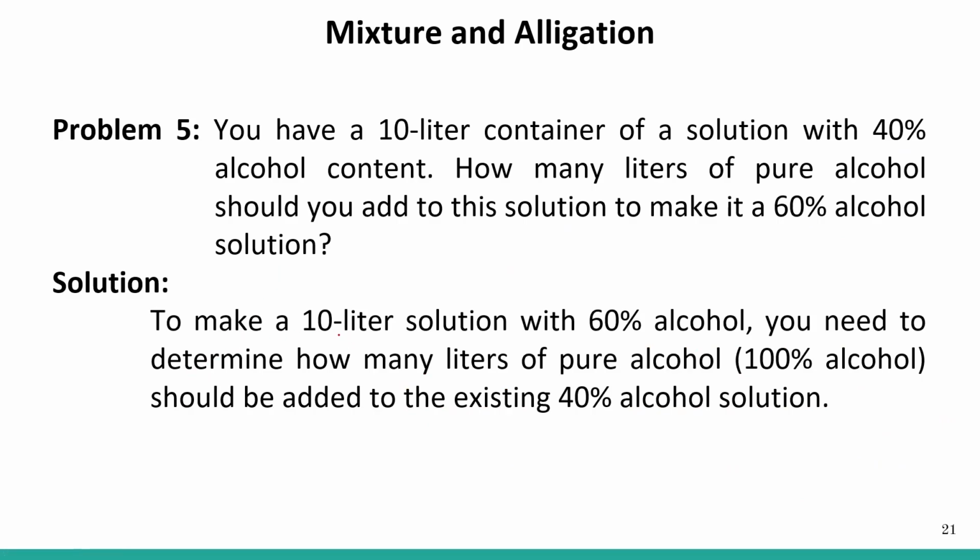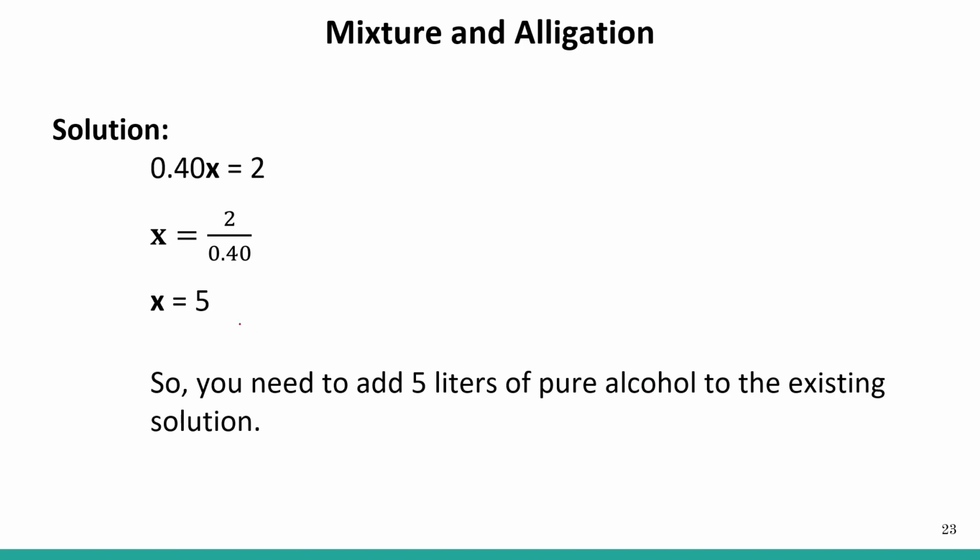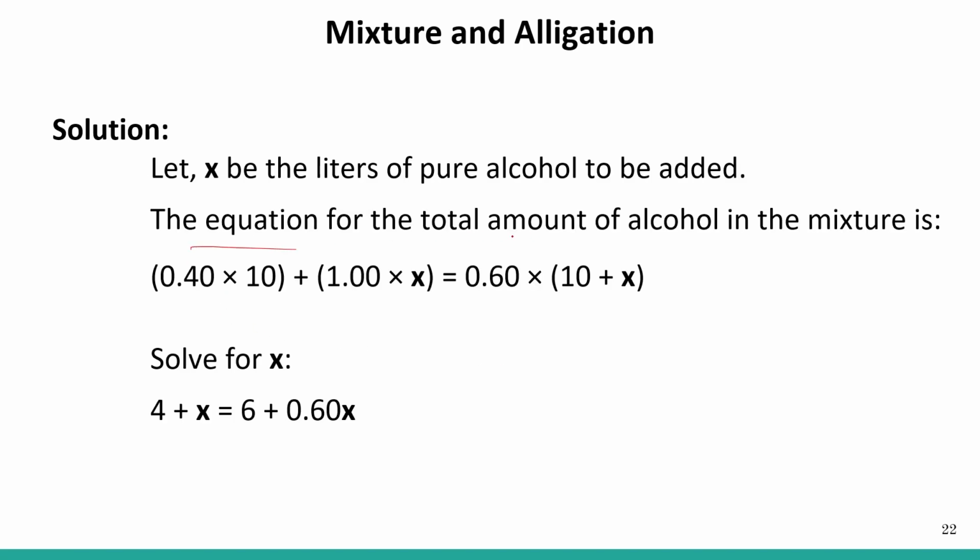So let's see the step-by-step solution. To make a 10 liter solution with 60% alcohol, you need to determine how many liters of pure alcohol should be added to the existing 40% solution. Okay. So the equation for the total amount of alcohol in the mixture will be 0.4 into 10 plus 1.00 X, because you will be adding 100% pure alcohol. So that is why it is multiplied with 1.00. So this is equal to 0.60 into 10 plus X. Solving for X, what are we left with? Okay. So it is actually 0.4.